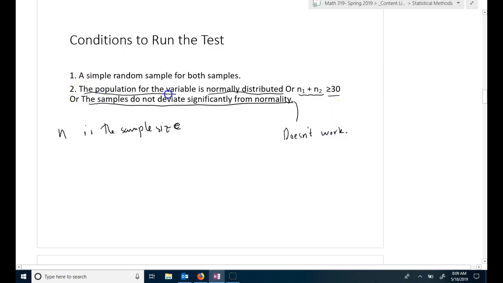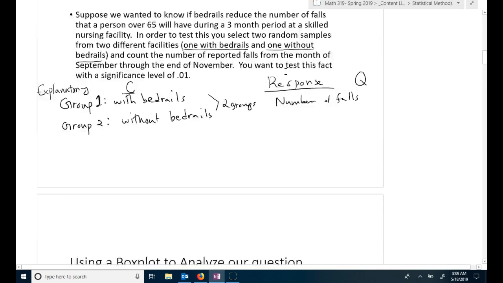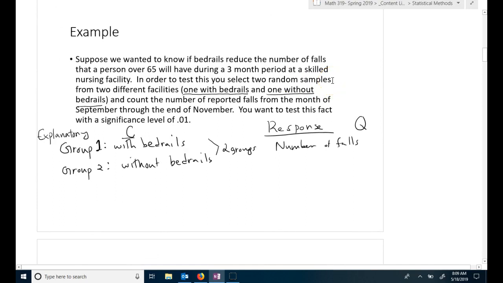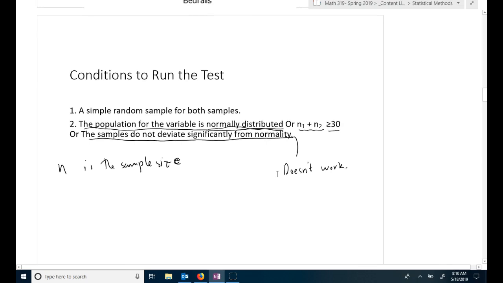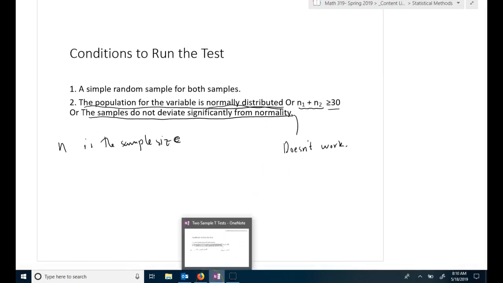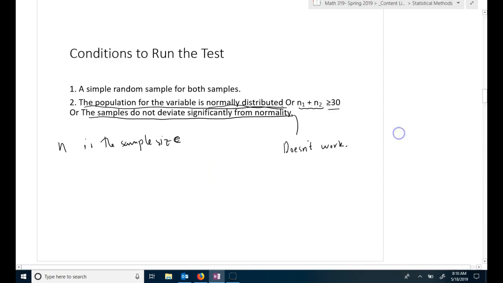The second one, the population for the variable is normally distributed. Well, in general, as a researcher, you'd either know that, or like in the case of this class for an exam or something like that, I'd tell you. So we'd go up here and we'd say, suppose we wanted to know if the bed rails reduce the number of falls, right? You might go through and say, hey, is there anywhere in here where they tell me that the number of falls is normally distributed? Okay, by the way, notice that I'm looking at the response variable here. And the answer is no. It doesn't tell me that it's normally distributed. There's no reason to believe that it's normally distributed, especially because my samples don't look normal. So this one, no. Okay, no, not that either.